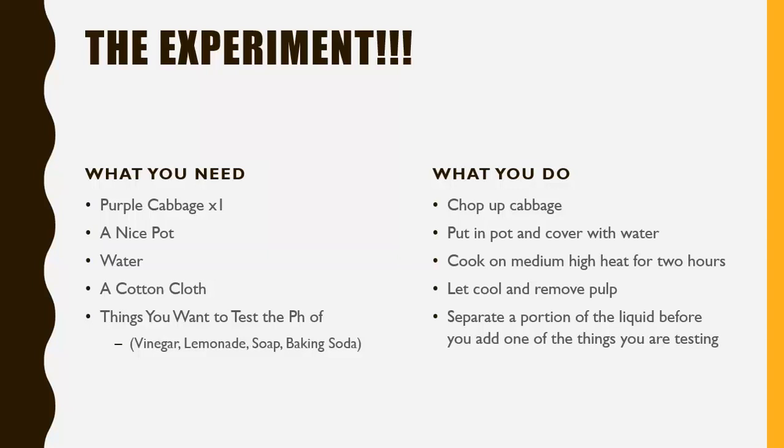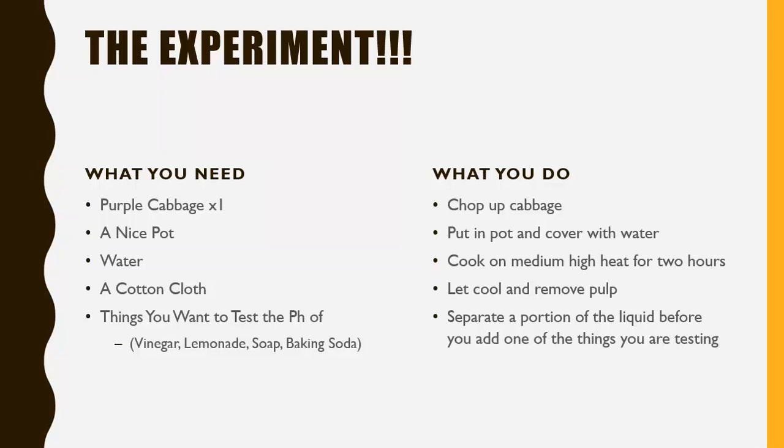Now what you do: you're going to chop up your cabbage very carefully, put it in a pot and cover it with water. Then you're going to cook that cabbage on medium heat for 2 hours. You want all of the pigment from the cabbage to move into the water. The pigment is where the chemical that we talked about lives.